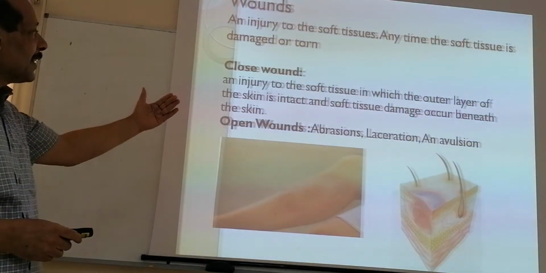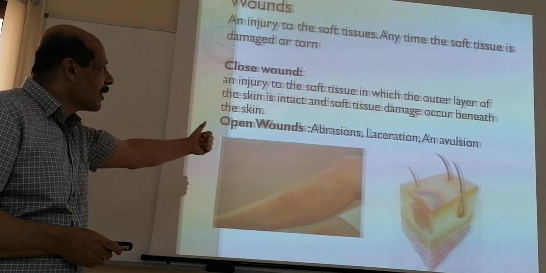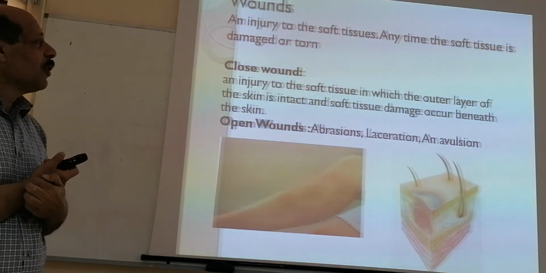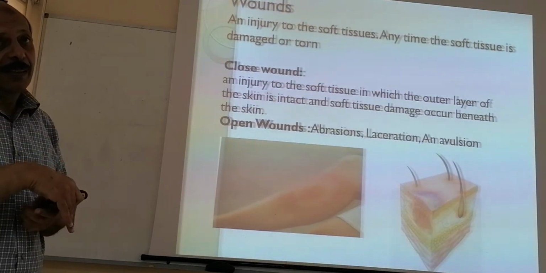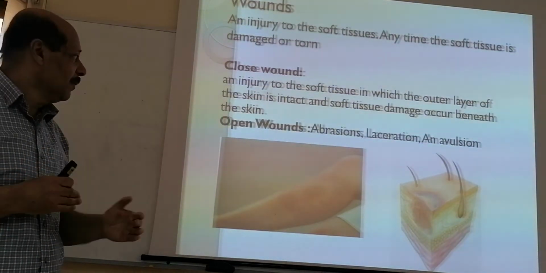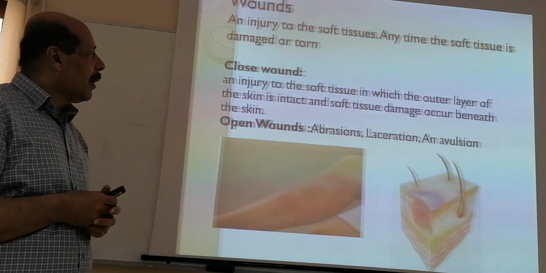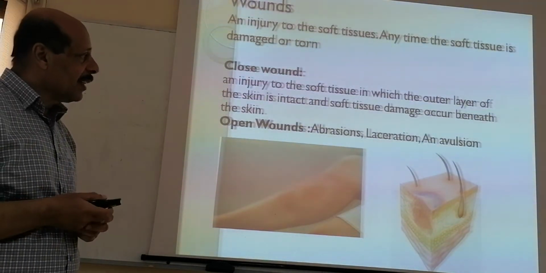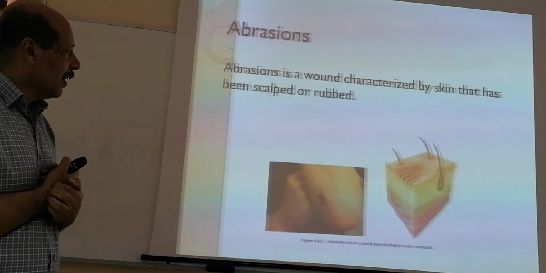So a closed wound is an injury to the soft tissue in which the outer layer of the skin is intact and soft tissue damage occurs beneath the skin. So the damage is under the skin. For the open wound, there are types of wound like abrasion, laceration, and avulsion. We will see what we mean by that.